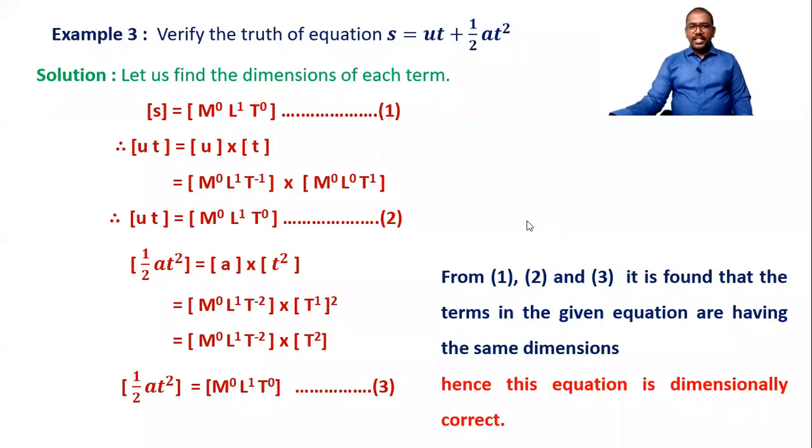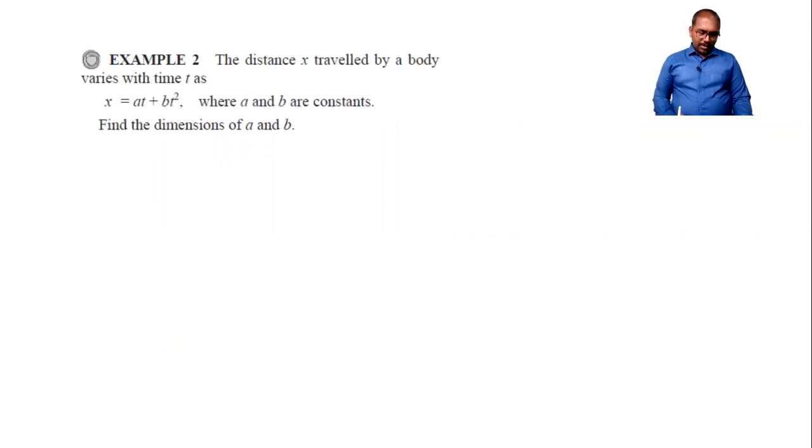I hope everyone understood the first use of dimensional analysis, which is used to verify the truth of a given physical equation. Now let's see some examples based on use number 1, which may be asked in competitive examinations. See this example. In this example, distance x is traveled by a body in time t, and this is the equation. This equation is dimensionally correct, and they ask to find the dimensions of A and B.